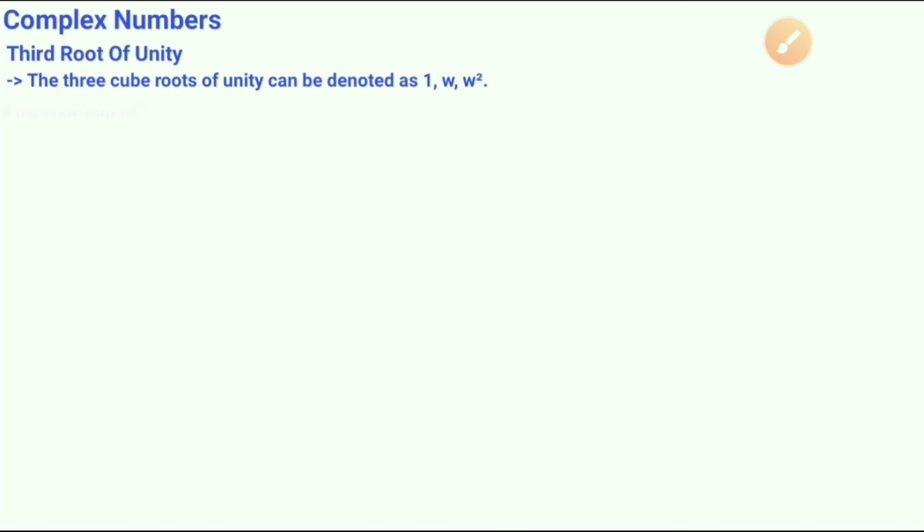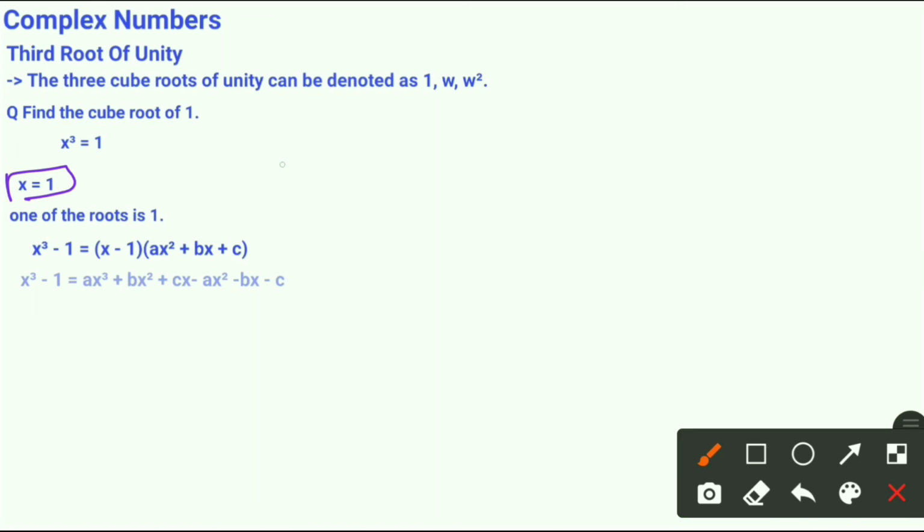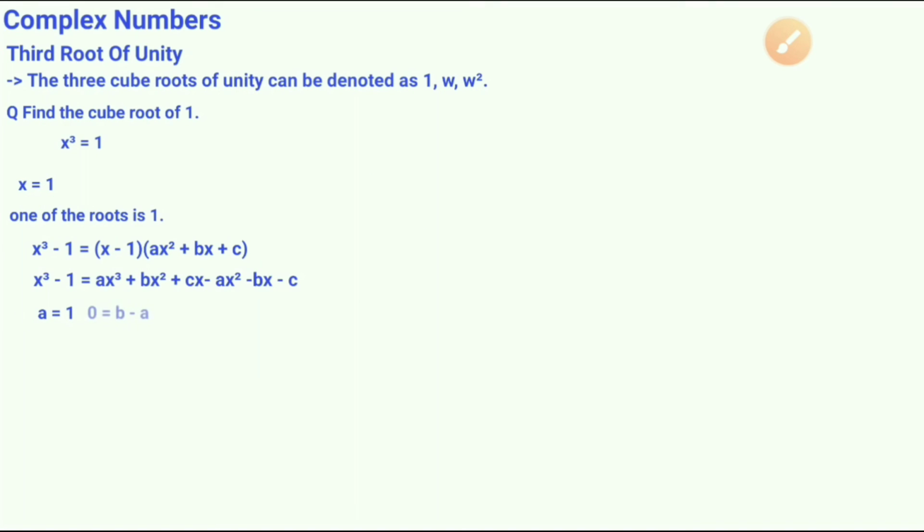Cube roots of unity. The three cube roots of unity can be noted as 1, w, w square. Find the cube root of 1. So we have 1, since it's one of the roots. How did we find this? Because we know that if we take the cube root of 1, it's going to be 1. Okay, and now we need to find the other two roots.